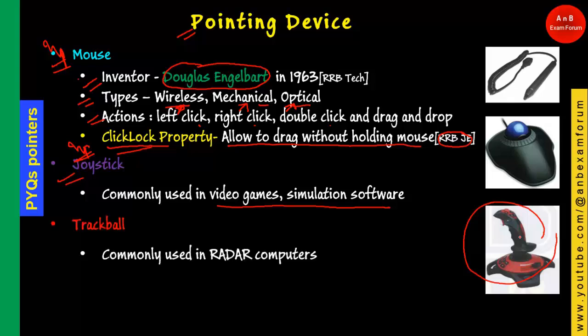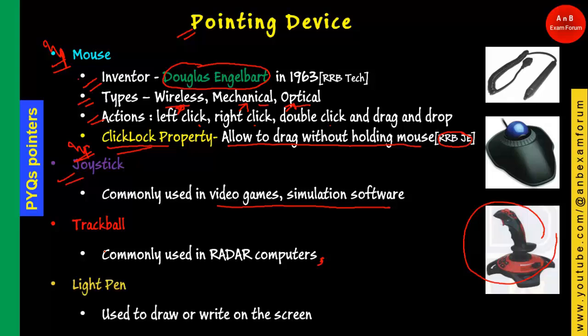The next one is the trackball. It is commonly used in radar computers or some other special purpose computers. Again, it is a pointing device. It will give some operations. The next one is a light pen. Nowadays, like I'm writing on the screen with the help of a light pen, which is used to draw or write on the screen. The way I am using it is basically a light pen. This is the light pen. It is a wired one, but right now I am using the wireless one.